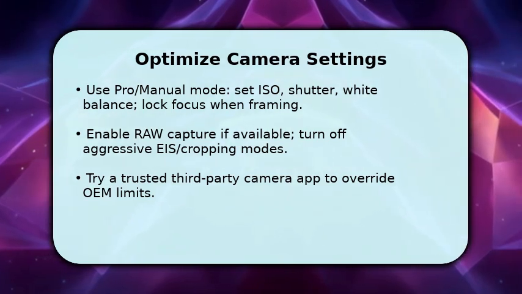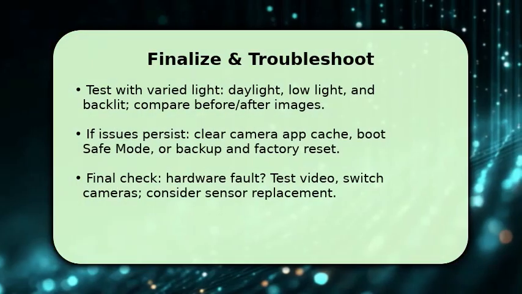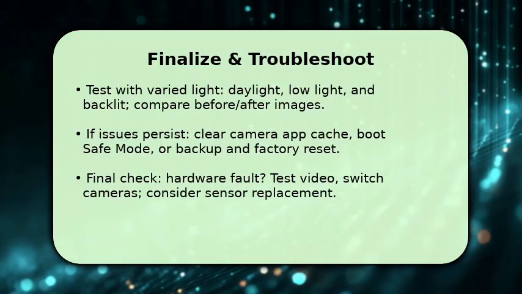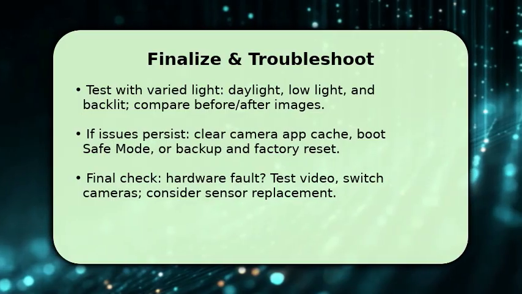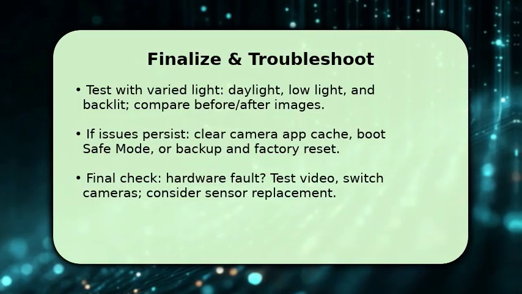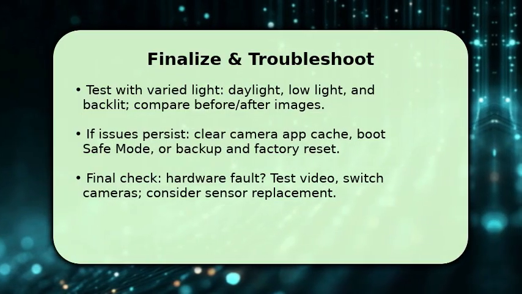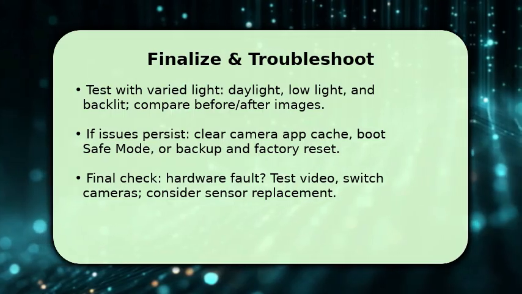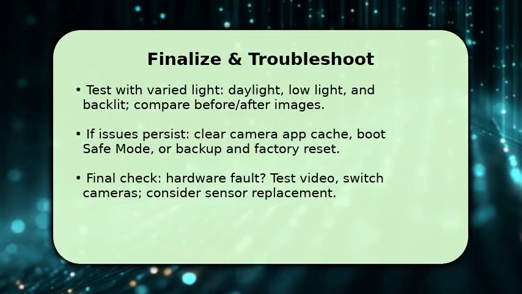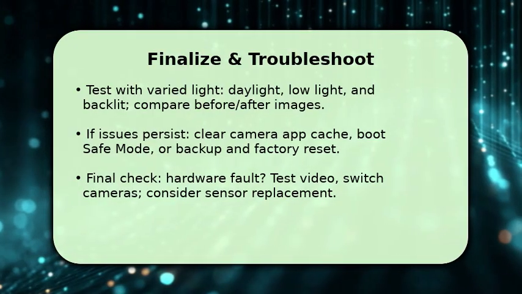To finish, you validate changes with controlled tests. Shoot in bright light, low light, and backlit scenes and compare results. If artifacts or blur remain, clear the camera app cache and test in safe mode to rule out interfering apps. Make a backup and perform a factory reset only if software causes are likely.